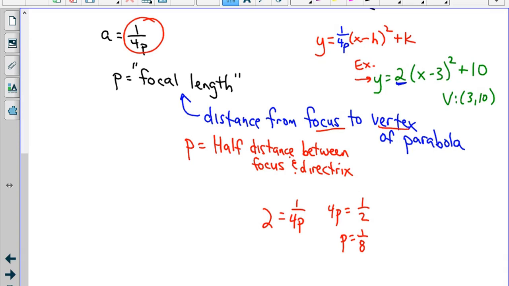That also tells me that the distance from the vertex to the directrix is 1/8. And whether it's positive or negative tells me where the focus and where the directrix are. So since this number was positive, that means that since this is a parabola that's opening up, the focus is always on the inside of the parabola, and the directrix would be down here in this case. And each of those distances is 1/8.